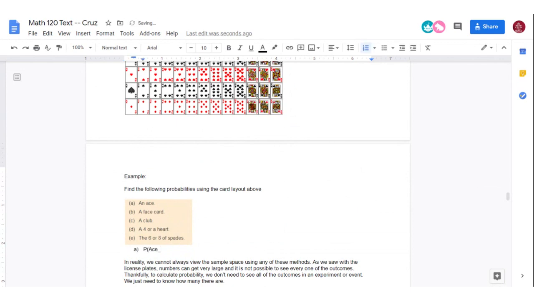Right. 4 out of 52. So 1/13th of the deck is aces, and that's what happens when you reduce it down to simplified form. You can see the proportion a little bit easier. 1/13th of the deck is actually aces.